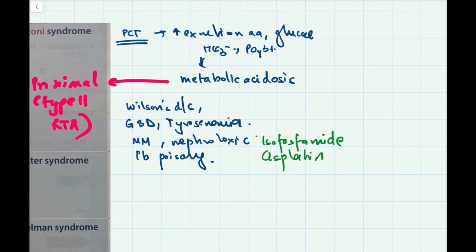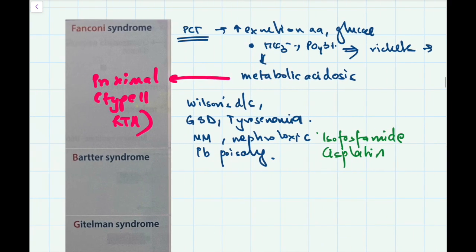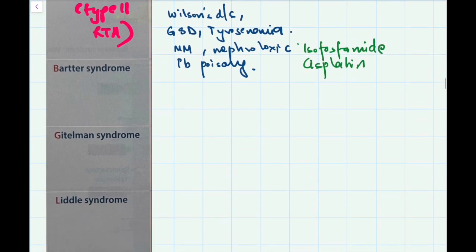So we read that due to bicarbonate loss there is metabolic acidosis, while due to phosphate loss it can lead to hypophosphatemic rickets causing growth retardation. Also, volume depletion is commonly seen here. This is Fanconi syndrome. Next is Bartter syndrome.